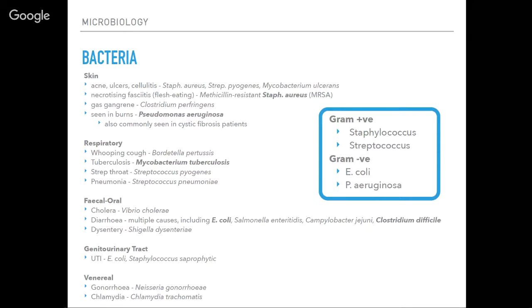Another one that's important is Pseudomonas aeruginosa. Did you guys do cystic fibrosis in PBL? Yeah. Pseudomonas aeruginosa is one of the most common infections seen in cystic fibrosis patients. If the question says cystic fibrosis, just circle Pseudomonas aeruginosa and move on.